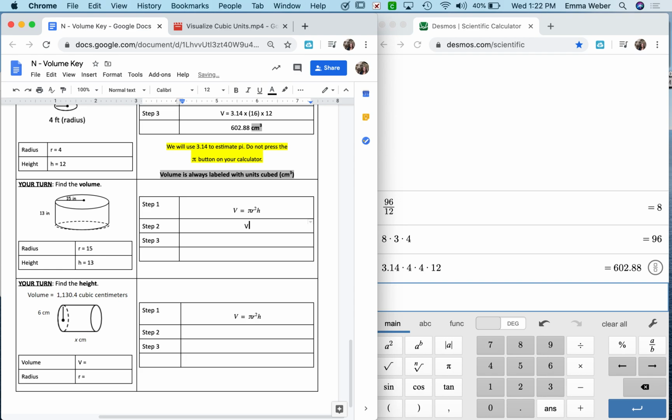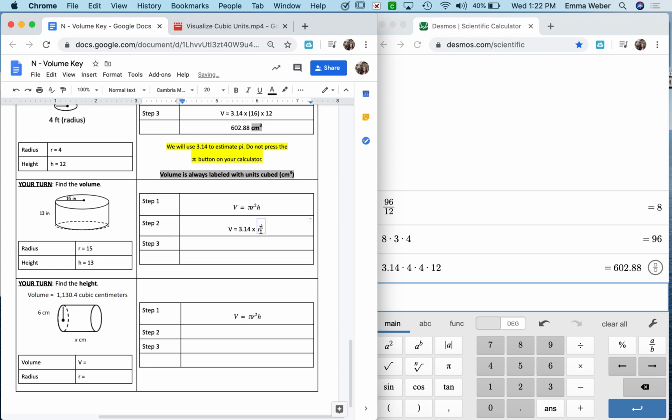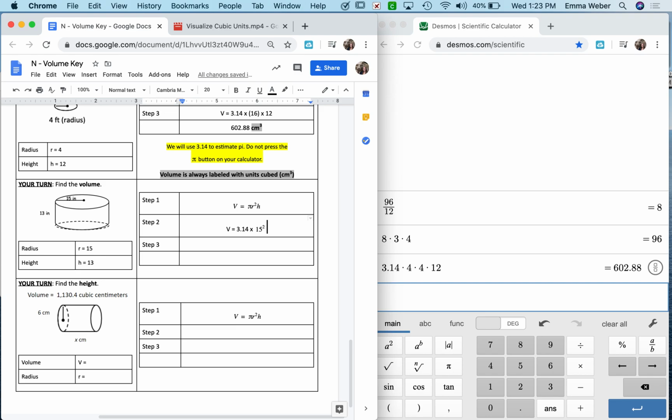So to plug this in, we say volume equals pi, which is 3.14, times our radius squared. And this time I'm going to show it to you with the exponent on it. So if you want to do the exponent, you can do what I'm doing and copy and paste that. Delete the r and plug in 15 instead. And then I'm going to do times the height, which is 13.